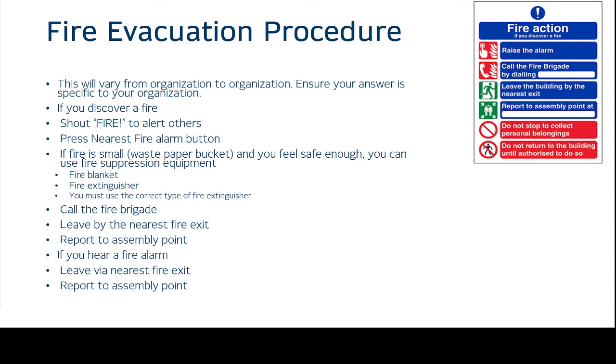You'd want to call the fire brigade and leave by the nearest fire exit. You'd want to report to the fire assembly point, and you'd want to explain where your fire assembly point is. If you hear a fire alarm though, so you haven't discovered it, if you hear it, you would leave by the nearest fire exit and report to the fire assembly point, again mention where that is.